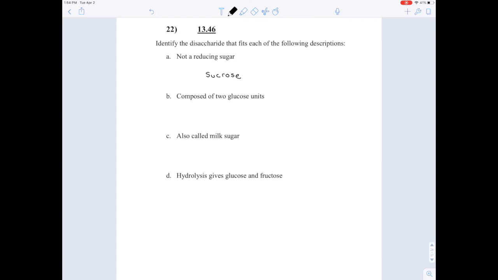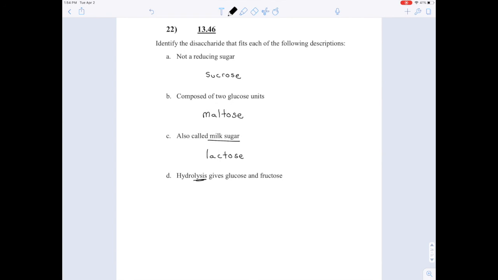Okay, composed of 2 glucose units. That is in the definition for maltose that you would definitely want to know. Maltose has 2 glucoses connected. Also called milk sugar, that is lactose. And sometimes you'll see people described as lactose intolerant. That's that you can't digest the disaccharide lactose in milk sugar.